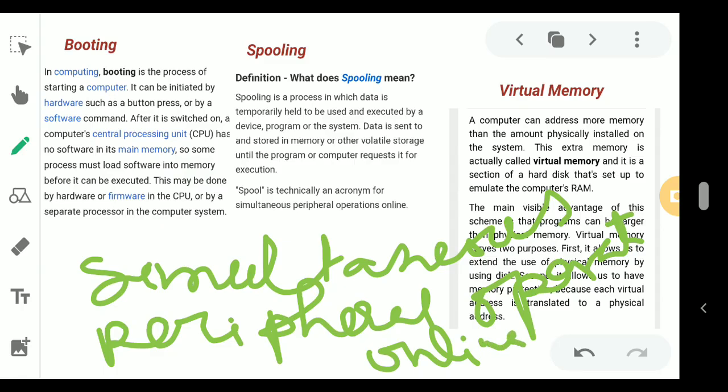Okay, so this is a full form. Spooling is a technique used to solve the problem of speed mismatch between the processor and the peripheral devices. What are those peripheral devices? Like printers, keyboard, etc. The CPU works at much faster speed than the input output devices like keyboard and printer.